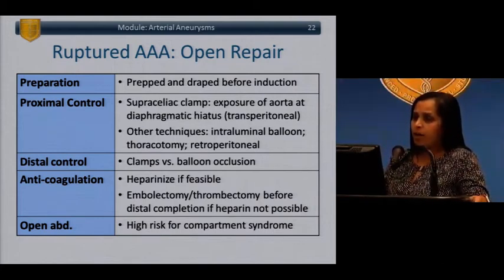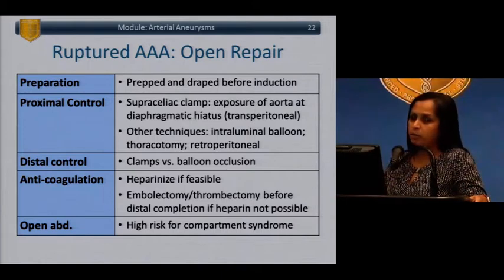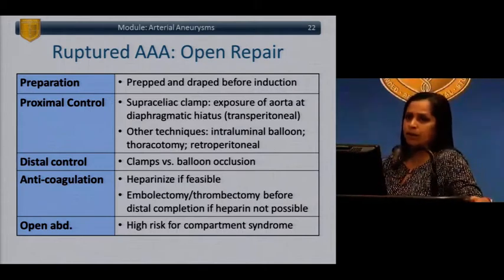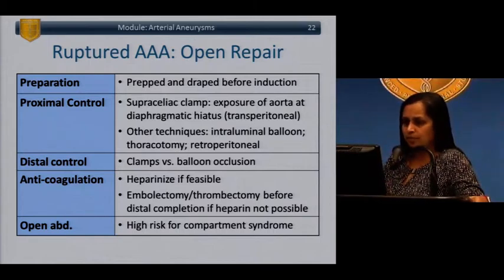Proximal control: the safest and most rapid place to get proximal control is in the supraceliac aorta at the diaphragmatic hiatus through a transperitoneal incision. In reality, sometimes we'll get infrarenal control if we're able to, but this is sort of the safest and classic answer to the question.